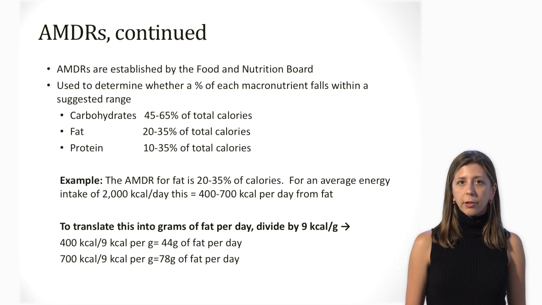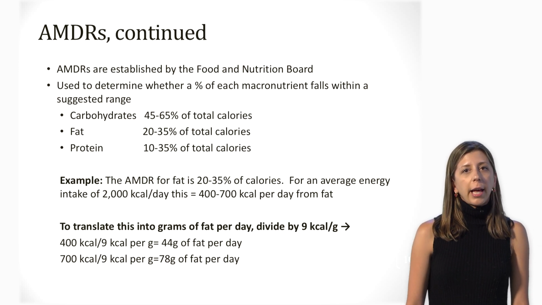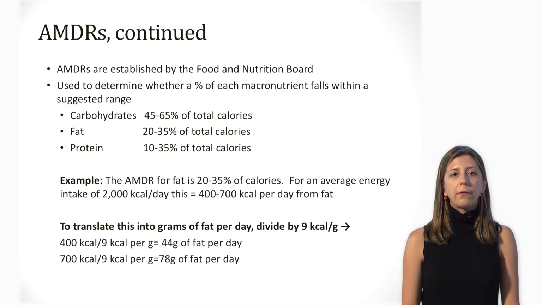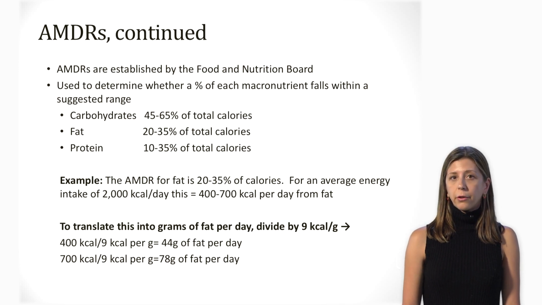Remember from our previous lecture, fat is a macronutrient. It does give you energy in the form of calories, 9 calories per gram to be exact. So if I wanted you to figure out how many grams of fat, you simply take the 400 calories, divide it by 9, and that gives you 44 grams of fat. To take the higher end of that, 700 calories, you divide that by 9, 78 grams of fat.